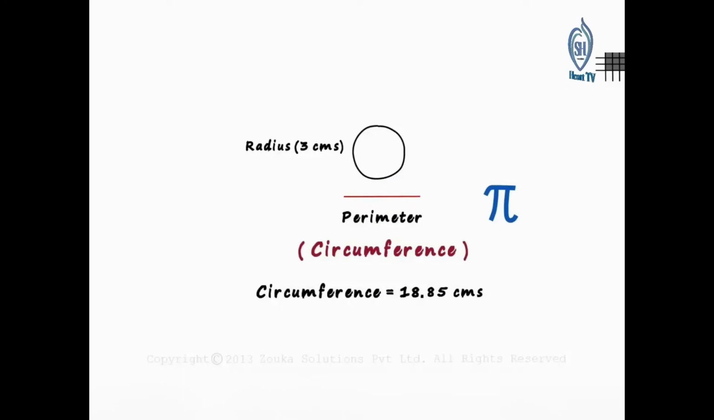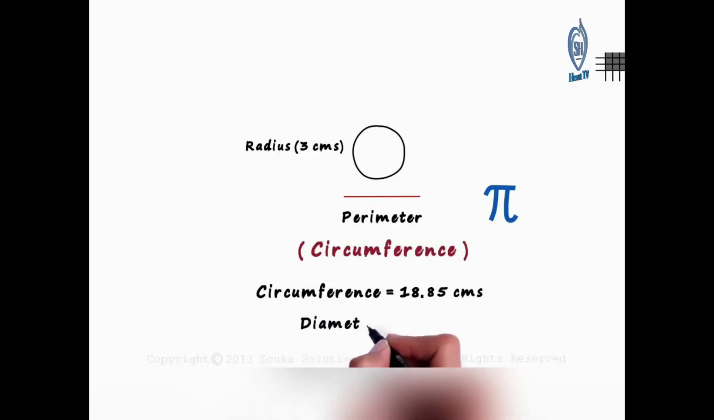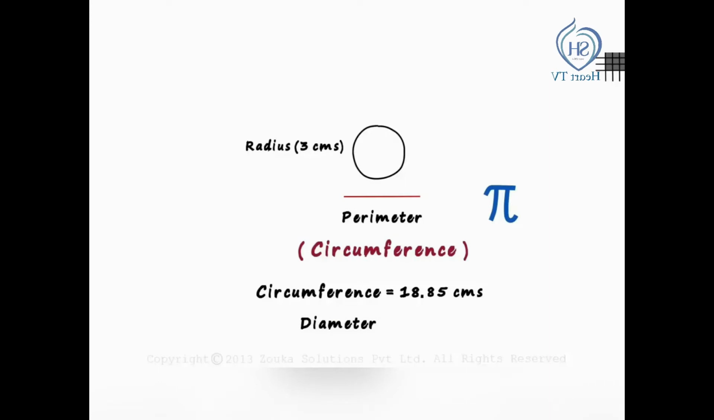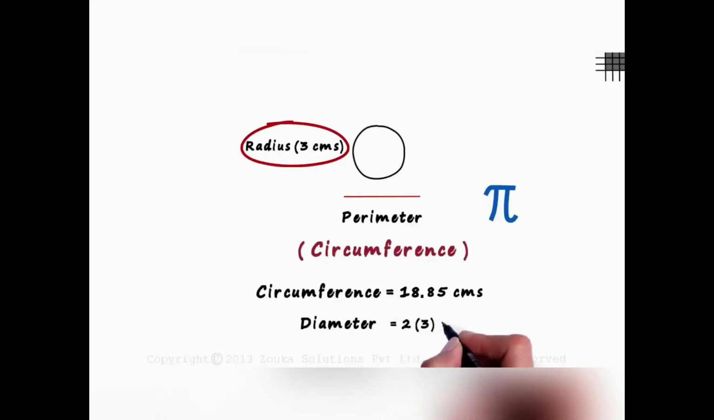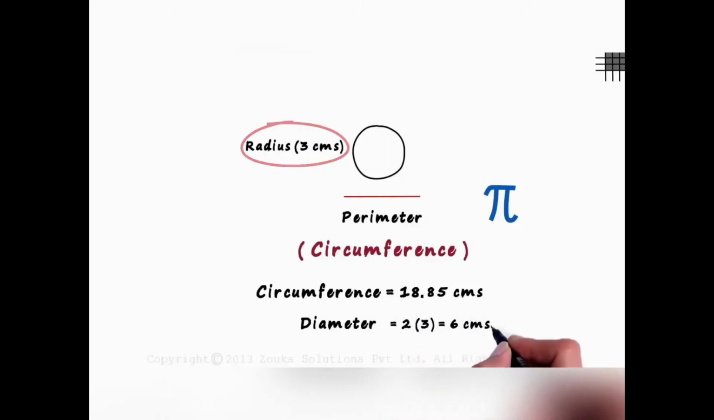The next thing we need to find out is the diameter of the circle. The diameter of the circle is twice its radius. Hence, the diameter will be 2 multiplied by 3, which equals 6 centimeters.